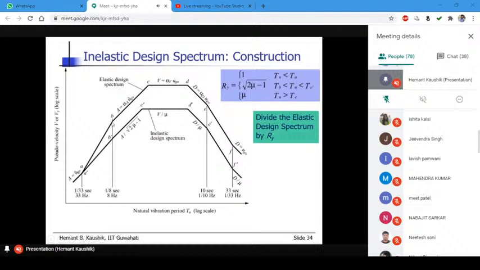This you already know. So this point you have divided, you have reduced up to this point. So you can join these two points. This point you have divided here, again join these two. And it says beyond C, you use this mu factor. So here, you keep on dividing every point by mu. That gives you the inelastic design response spectrum for that particular value of mu, for that particular value of ductility. It is simple, just some calculations.